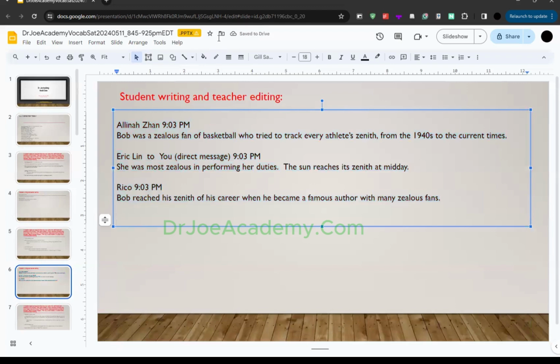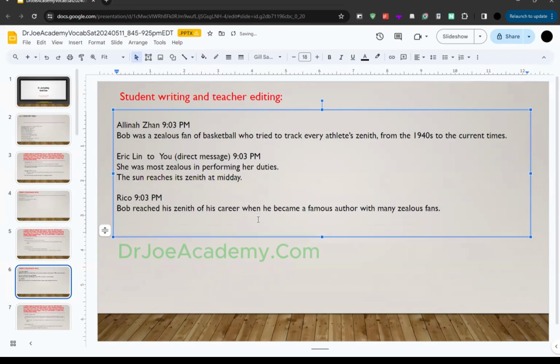Bob was a zealous fan of basketball who tried to track every athlete's zenith from the 1940s to the current times. Great job, Alina. So this is a very well-written sentence and great job using both of the words correctly and in the right context. So Eric, do you want to read your sentence next?